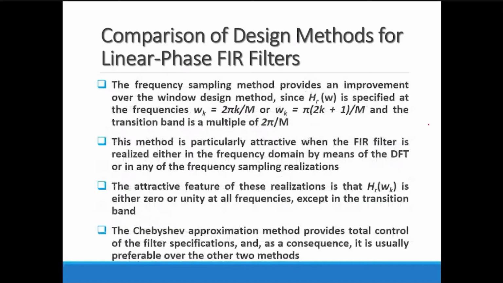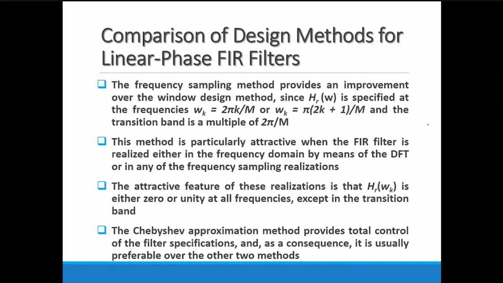So the frequency sampling method provides an improvement over the windowing design method, since we are taking the real part of Hr(omega) that is specified at the frequencies omega k, that is 2 pi k by M, or omega k, that is pi (2k plus 1) by M, and the transition band is a multiple of 2 pi by M only. This method is particularly attractive when the FIR filter is realized either in the frequency domain by means of the DFT or by any of the frequency sampling realizations. So these methods are attractive when you design the filters in the frequency domain by means of DFT or any of the frequency sampling realization methods.